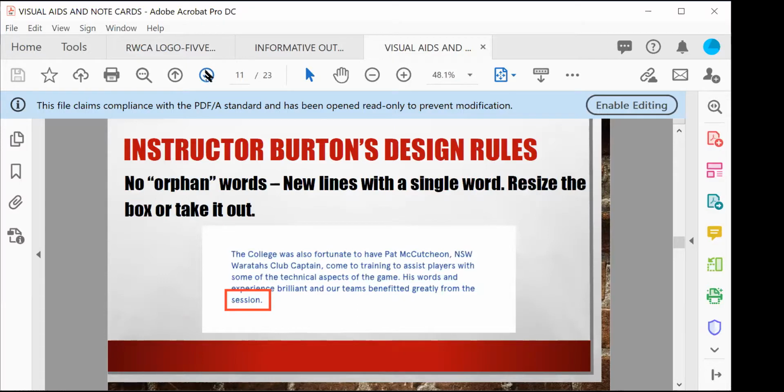No orphan words is another rule. When you think of orphan, it means abandoned, if you will. In this instance, it is when you have a sentence or a paragraph and something goes to the next line, and there's one word kind of dangling out there. Get rid of that word. Find a way to edit whatever you have up top and get rid of it. You don't need it. No orphan words.